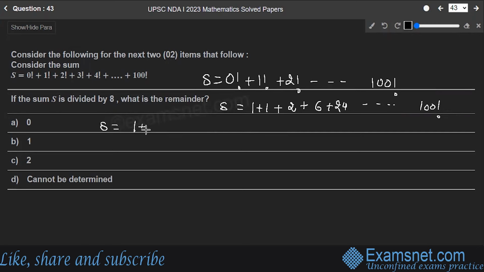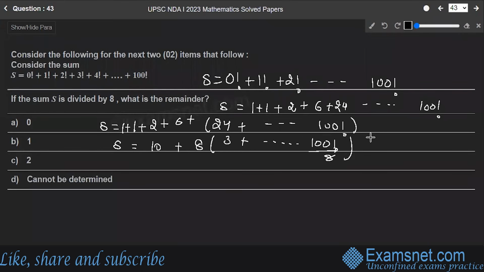So this S, 1 plus 2 plus 6, I'll start taking into brackets, plus 24 till 100 factorial. So S can be taken as, I missed a 2 over here. 1. Yes. So this is equal to 10 plus, I'll take 8 common from here. This will be 3 plus so on, 100 factorial divided by 8. Since each remaining term, 24, 5 factorial, 6 factorial, 100 factorial is a multiple of 8.